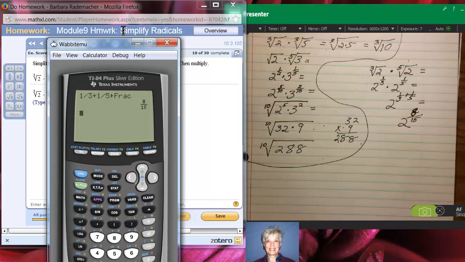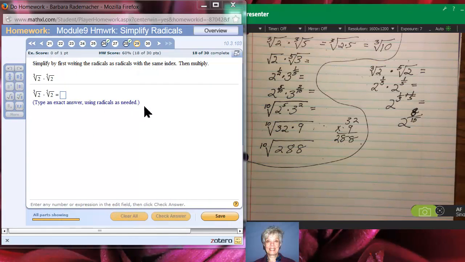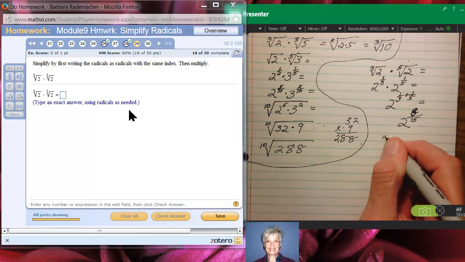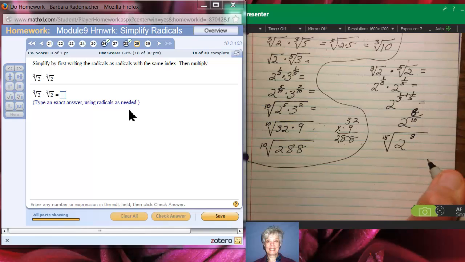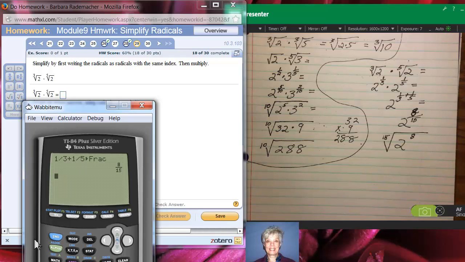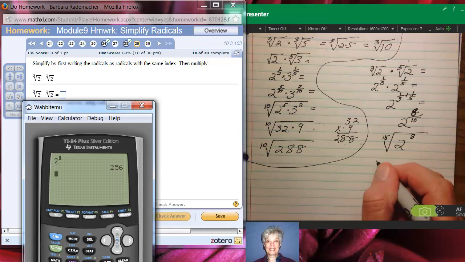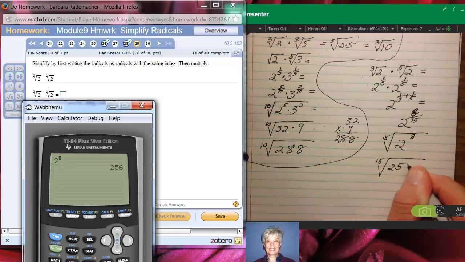Now, just because I think I'm done doesn't mean I'm done, because this says I need to answer in radicals. So I am going to have to pull my 15 out to the front, and I'll have 2 to the 8th power. Now, I have no idea what 2 to the 8th power is, so I'm going to clear what I have above, and I will have 2 caret 8, enter. 256. So our answer is going to be the 15th root of 256.